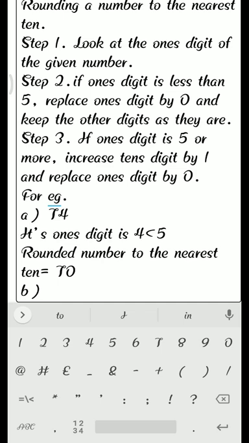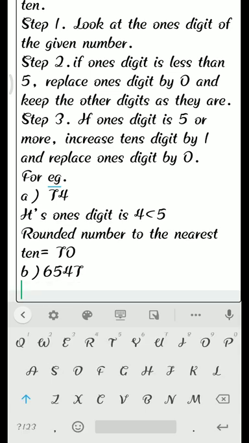Let's do one more example. Let's take a 4 digit number. The number is 6547. The first step is you have to look at the ones digit. The ones digit over here is 7. It doesn't matter whether the number is a 3 digit number or 2 digit number; we have to check only the ones digit when we are rounding off to the nearest tens.